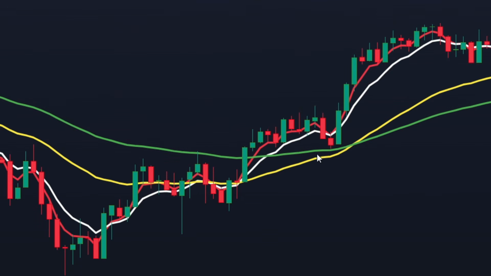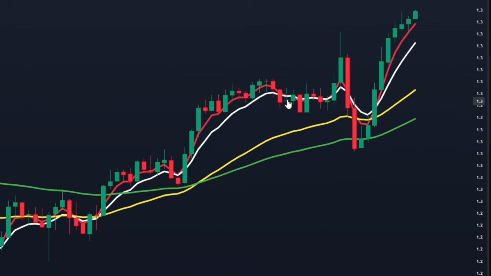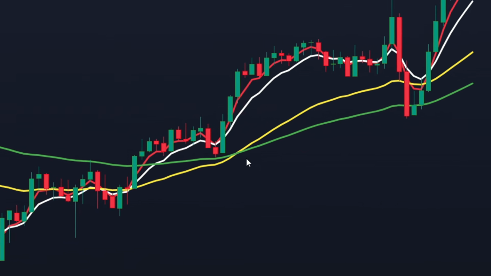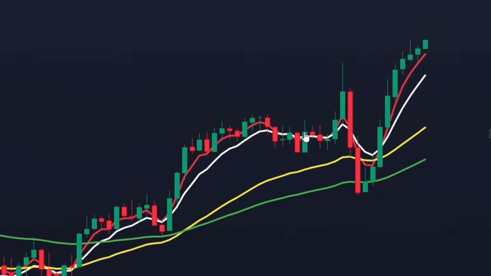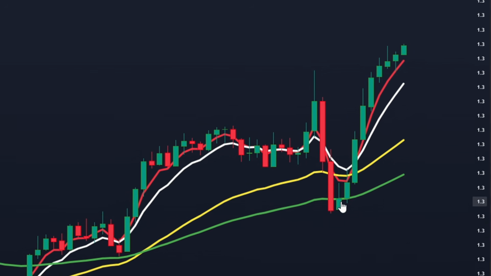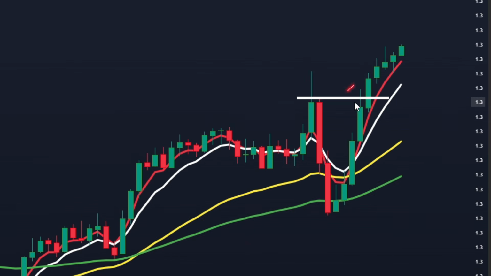What makes this EMA setup powerful is that every line has a job. The green EMA tells you the main trend condition. The yellow EMA confirms whether midterm momentum is shifting with that new direction. Then the red and white EMAs help you time the pullback and the end of the pullback. And after that, price action gives you the final confirmation through the break of structure. So instead of taking random EMA crossovers, you are building a full story before entering the trade.